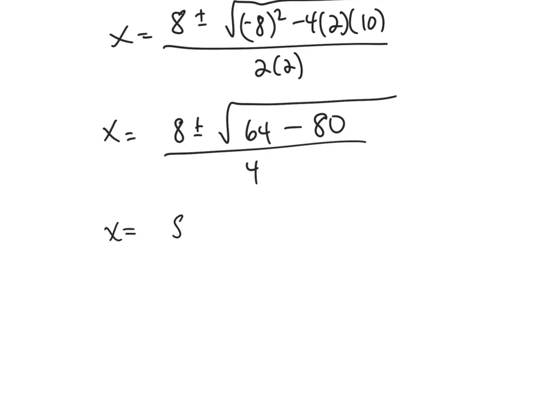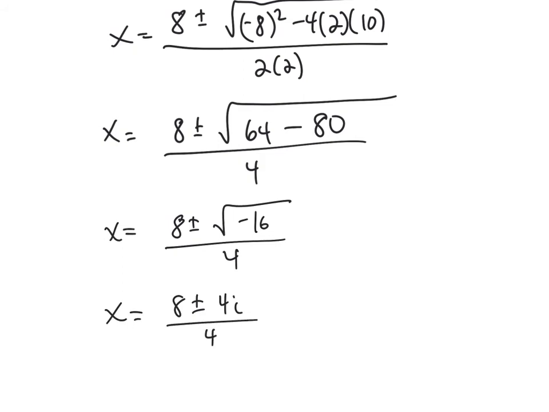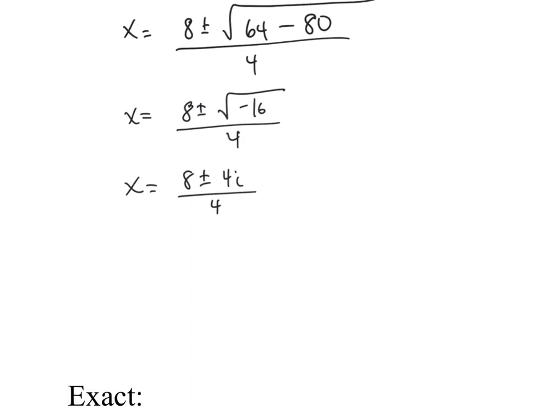and 2 times 2 is 4, so we get x equals 8 plus or minus 64 minus 80 is negative 16 over 4, and then the square root of negative 16, well, the square root of 16 is 4, and so the square root of negative 16 is 4i. So this can be simplified. All of these numbers are divisible by 4, so this would be x equals 2 plus or minus 1i over 1, or you could just write it as 2 plus or minus i.